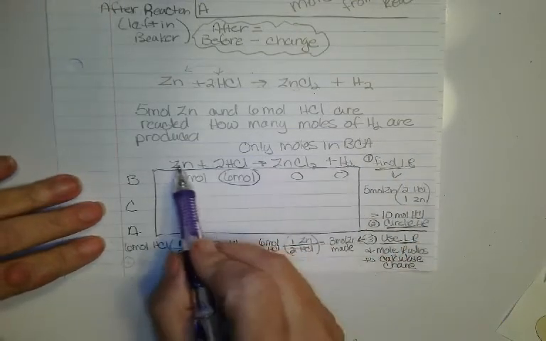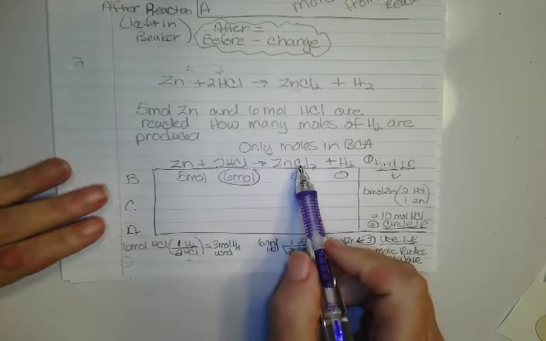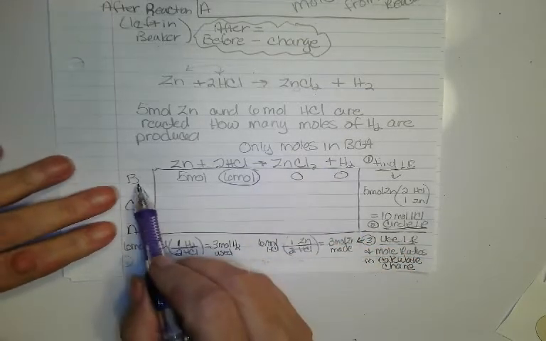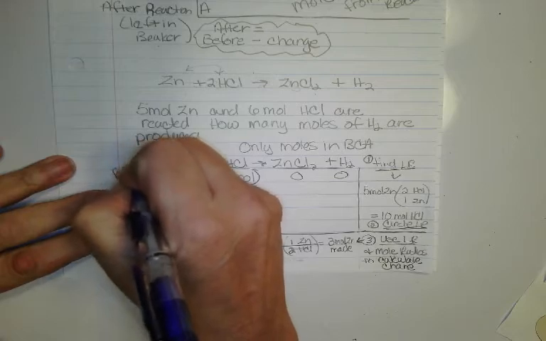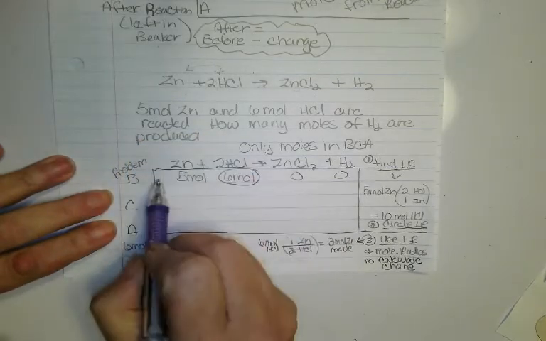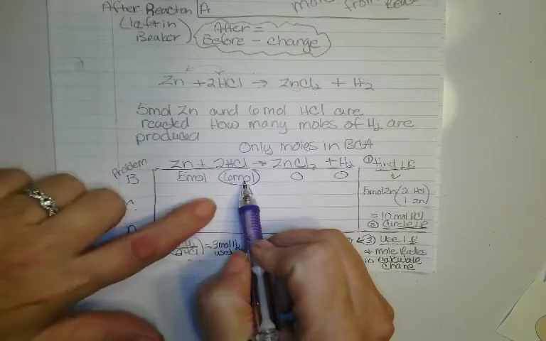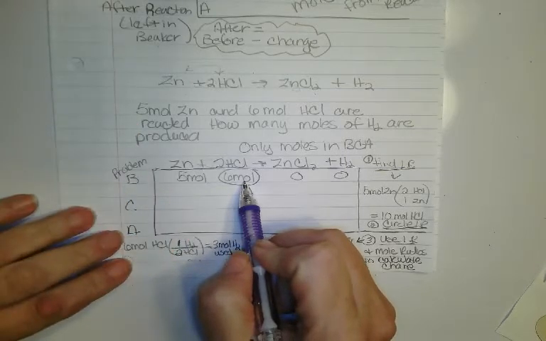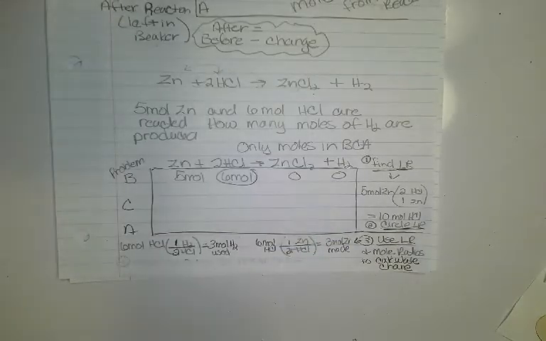So the first thing we have to do is write our balanced equation so we can figure out what our mole ratios are. We just put that on top of our chart. Before the reaction happens, this is from your problem, okay? Before the reaction happens, I put 5 moles of zinc in the beaker and 6 moles of hydrochloric acid in the beaker. And before the reaction happens, there are no products. This is before, so the reaction hasn't happened yet.